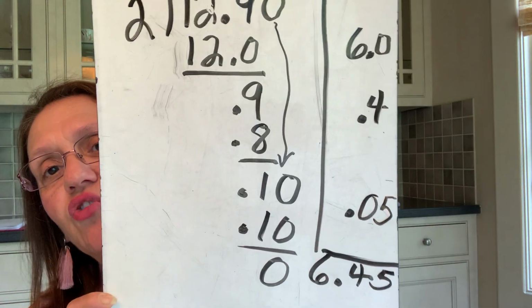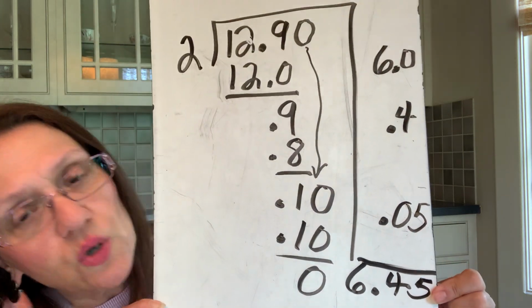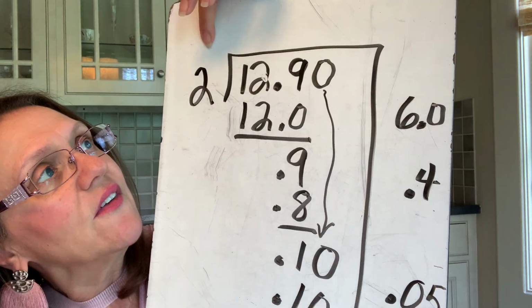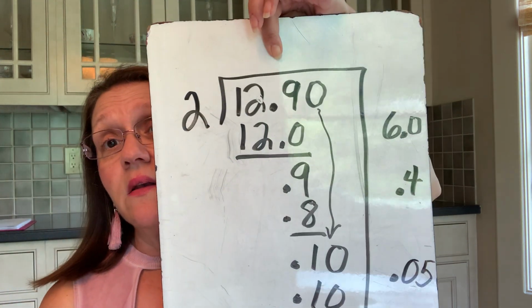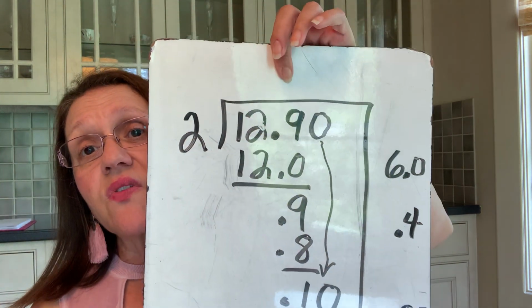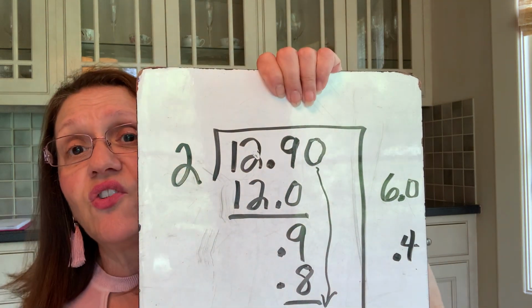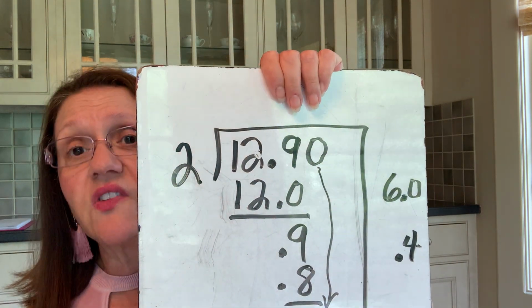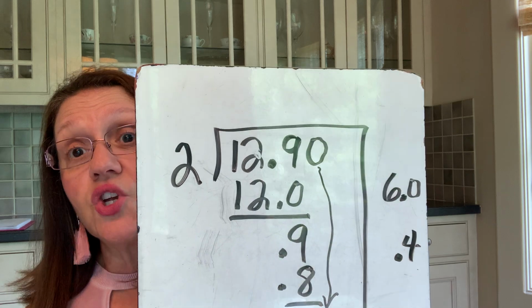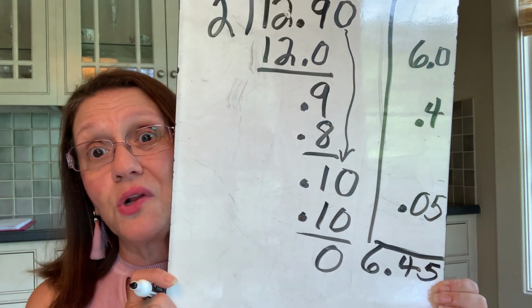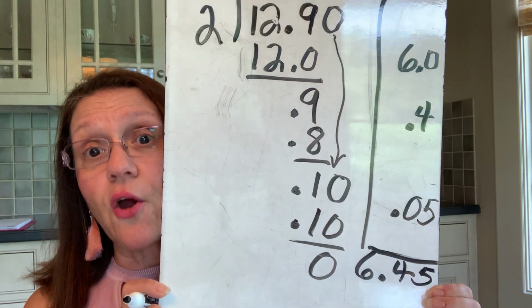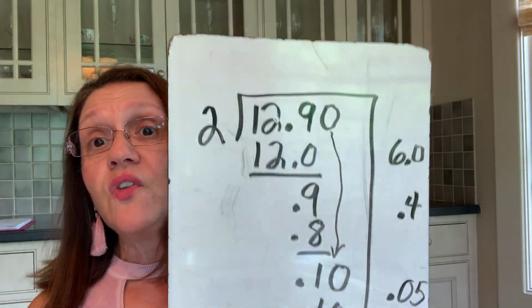Now there's 2 ways you can check your answer. You can multiply your quotient times your divisor and it will give you your dividend. Or you can estimate by rounding 12 9/10 to 13. How many times does 2 go into 13? Well, 6.5. So our quotient, which is 6 45/100ths, very close to 6.5. So we are correct.